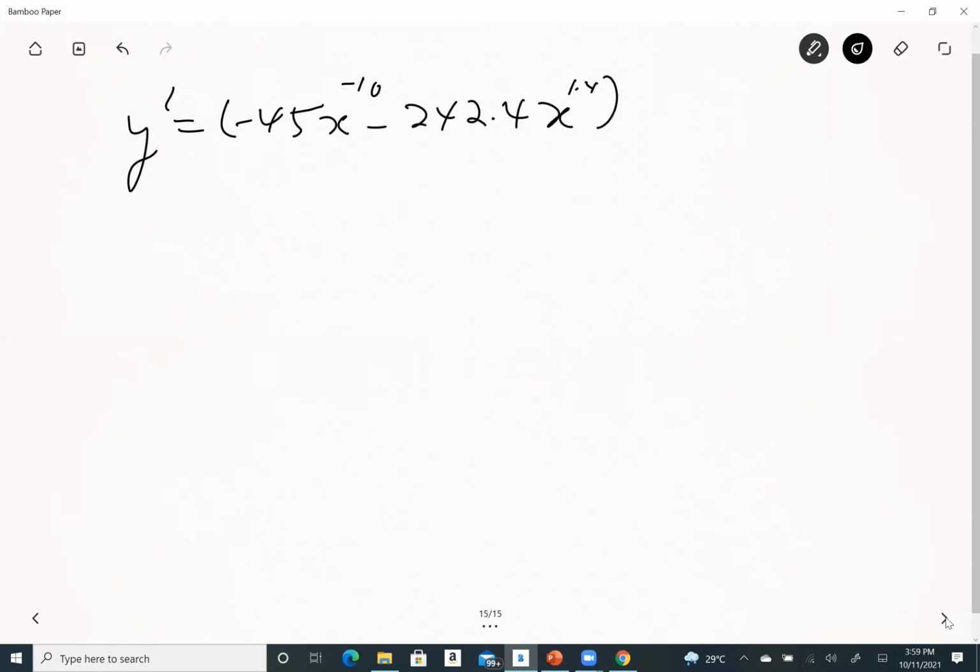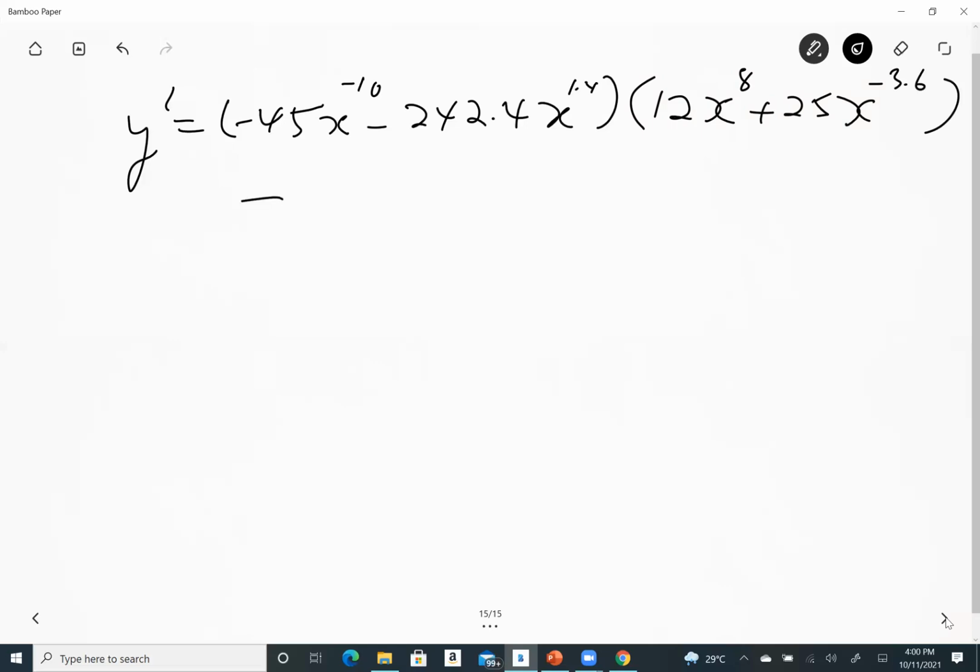We will get the following. So y prime is equal to, you remember, u prime times v. First term is u prime times v. So we got -45 x to the power of -10 minus 242.4 x to the power of 1.4. Multiply by what? Multiply by the v. Because this is u prime multiplied by v. So I've got 12 x to the power of 8 plus 25 x to the power of -3.6. So that's the first term.